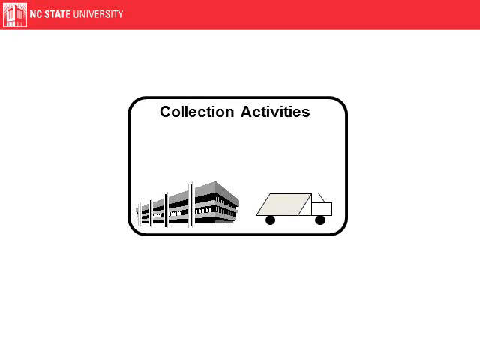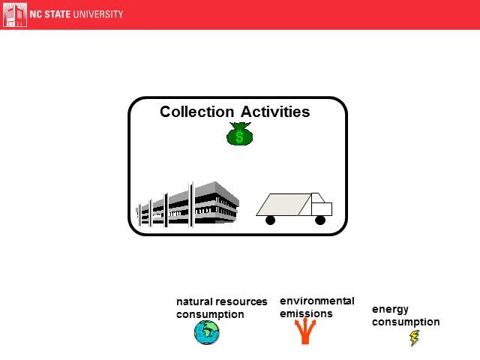So this is an example for collection activities where we start with our collection vehicle and the garage, and we're doing a life cycle assessment of those. And then those both cost money. And we have emissions associated with electricity use and natural resource consumption, and emissions associated with our trucks and their fuel, as well as the garage.